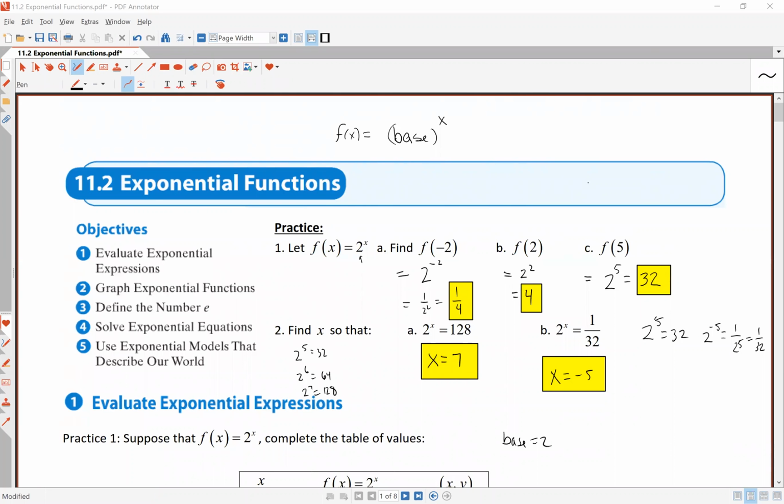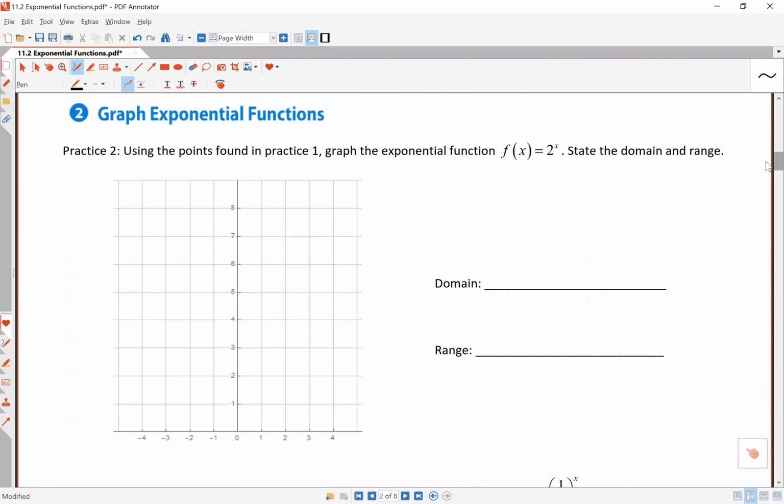This video covers section 11.2, exponential functions, objective 2, graph exponential functions. Practice 2: using the points found in practice 1, graph the exponential function f(x) = 2^x and state the domain and range. Since this is a practice problem, I encourage you to press pause on your video and work this out, and come back when you're ready to see the solution.